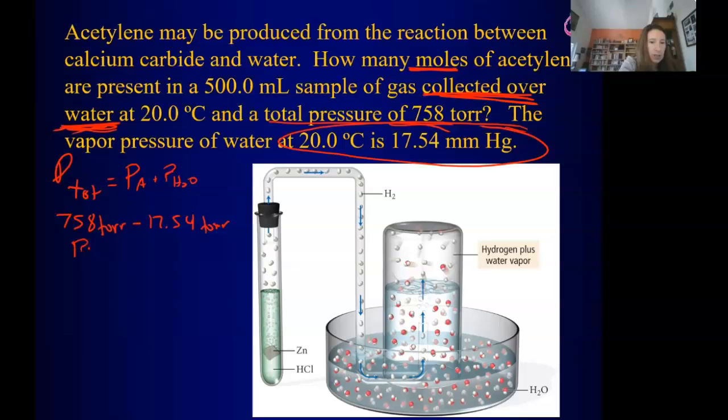So that means our pressure is 740.46 torr. Now we can start the problem, right? Whenever you see over water, that's what you have to do first. Step one, subtract it out.